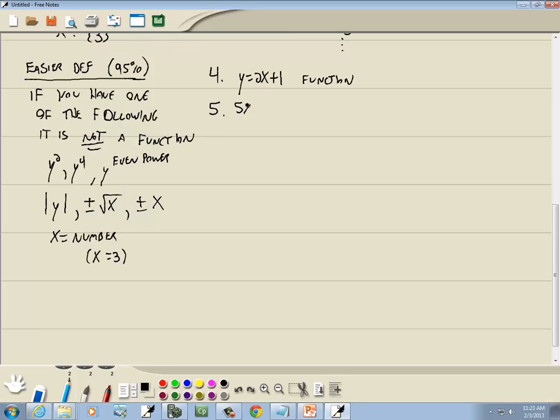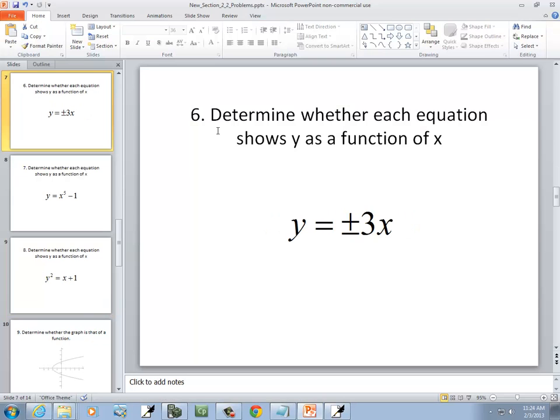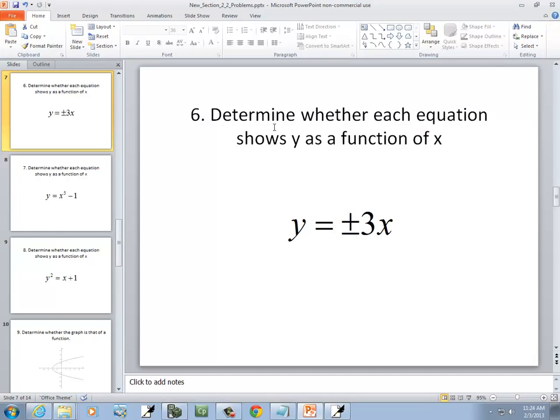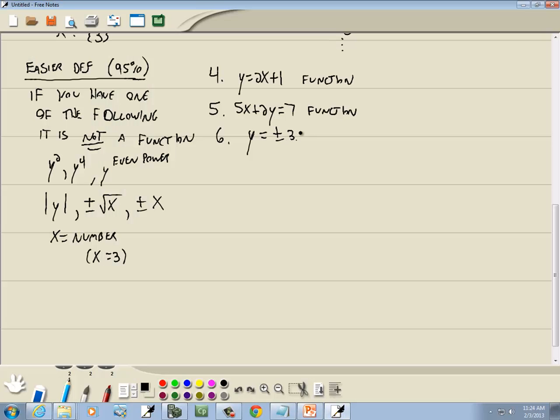On the next one, we got 5x plus 2y is equal to 7. Again, we can have y to the first power, so that's fine. This is a function. Here we got y is equal to plus or minus 3x. Again, we can have an extra number in there, that doesn't really matter. But notice how we have the plus or minus symbol and then x in some form. So this one is not a function.